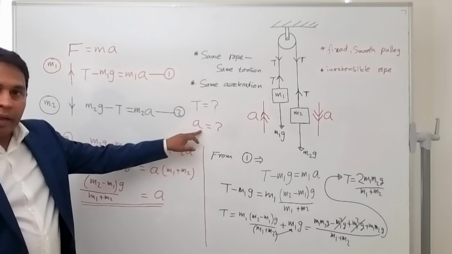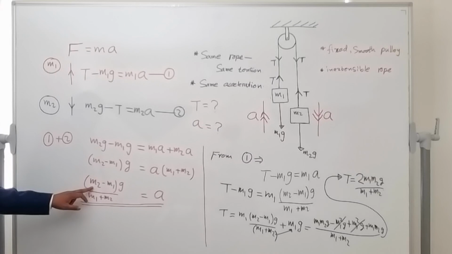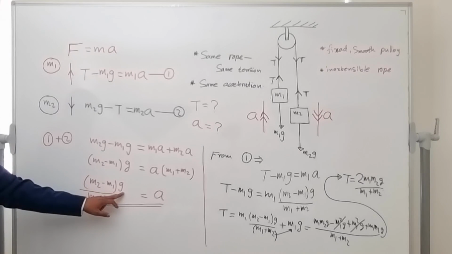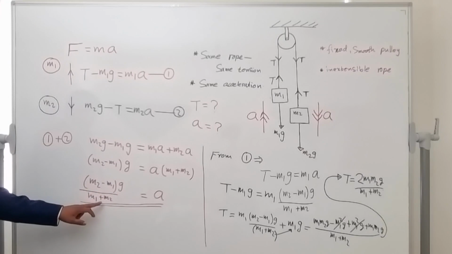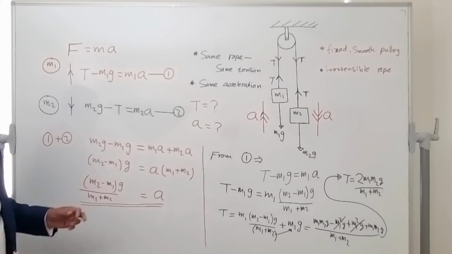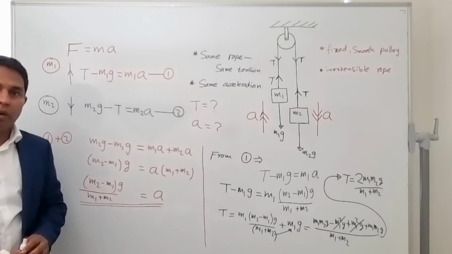So now we know T, it's 2 m1 m2 g over (m1 plus m2), and we know the acceleration A, which is (m2 minus m1) g over (m1 plus m2). Now we found T and A. Okay, good.